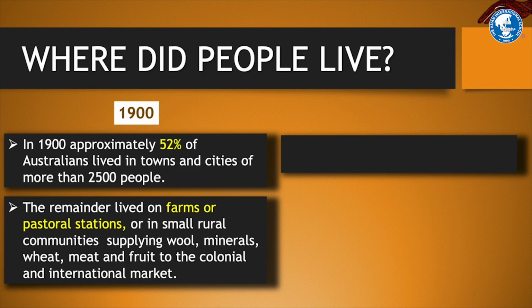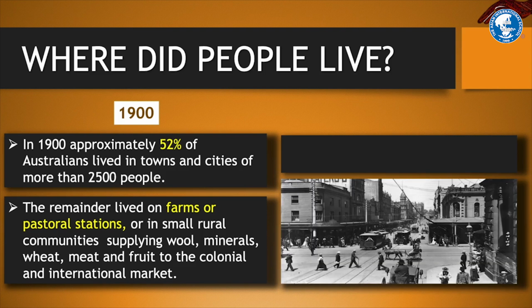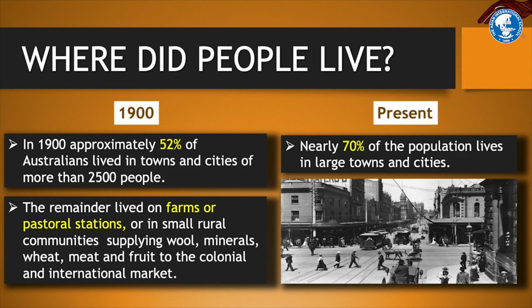Now, when we say station, it's a large land holding used for producing livestock like cattle or sheep. And also in small rural communities supplying wool, minerals, and others to the colonial and international market. So that means still a lot of people lived in agricultural areas. But at present, nearly 70% of the population lives in large towns and cities.